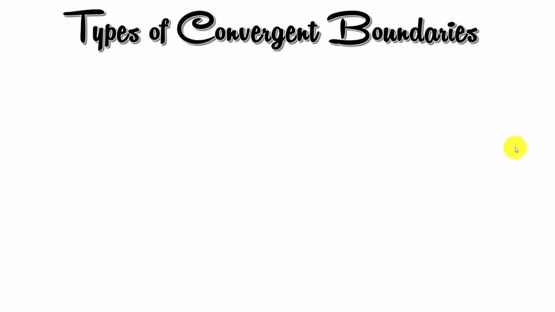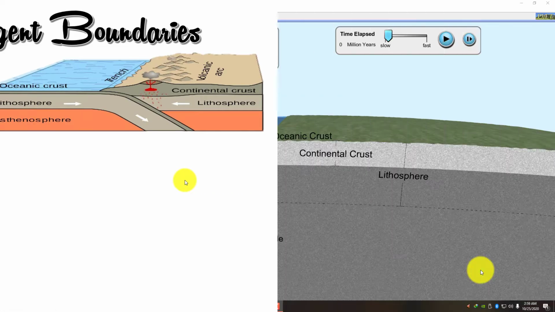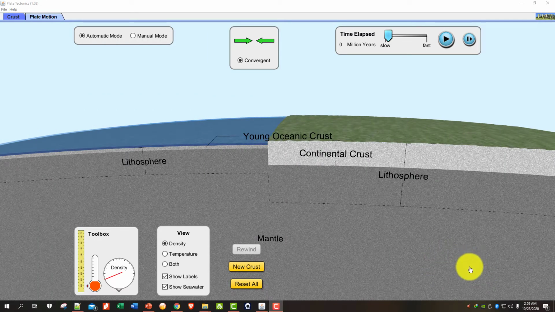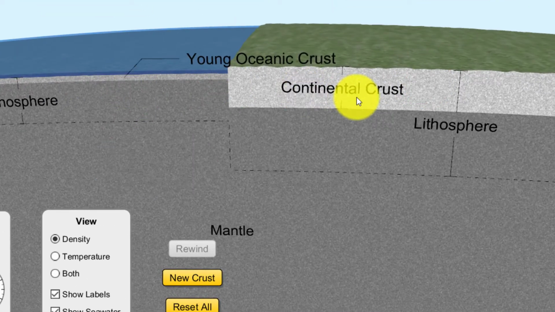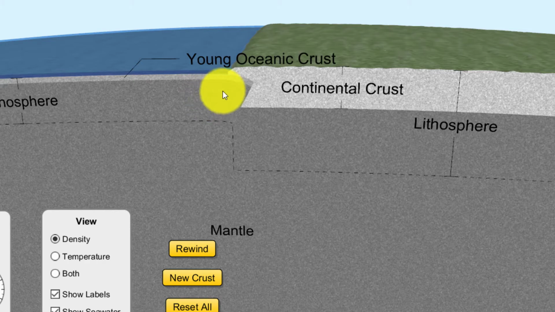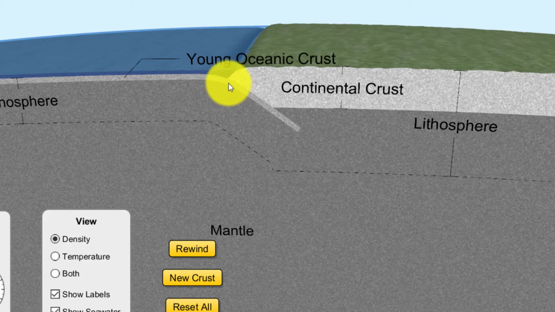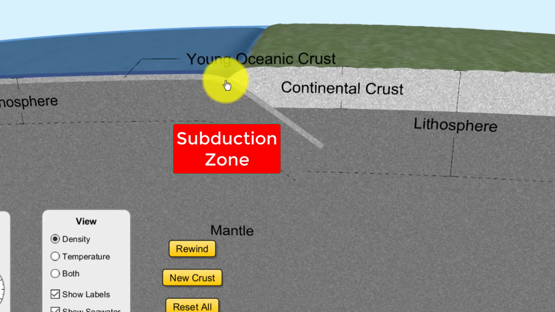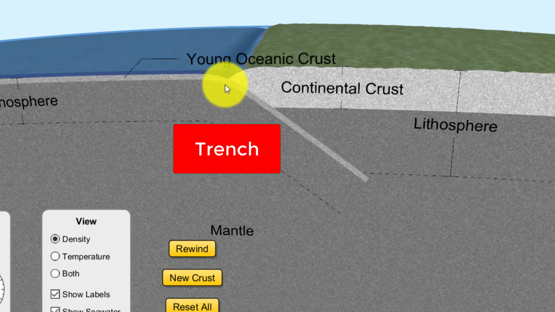Let's now try to determine the types of boundaries according to which crust collides with another crust. The first type is the oceanic-continental convergent boundary. So what happens here? We'll be using PhET simulations for this. Dahil ang oceanic crust ay denser or mas siksik kaysa continental, ito ay lulubog papuntang asthenosphere. Yung part kung saan nagsisimulang lumubog ang oceanic crust ay tinatawag na subduction zone. At sa mga subduction zone, makikita naman ang mga trench.